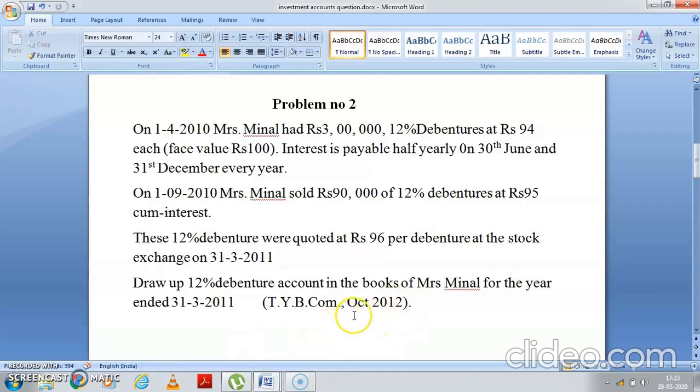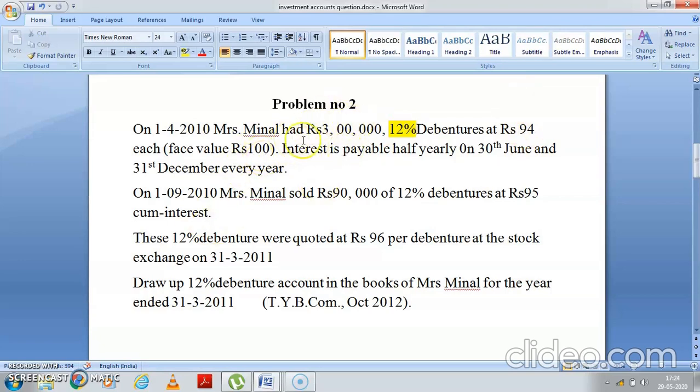See, this problem was asked in TY BCom in October 2012. On 1st April 2020, Miss Meenal had 3 lakhs, see, rupees 3 lakhs. They have not given you a number, they have given you the face value of a debenture at 12%. See, the interest rate is 12%. Am I correct? Debentures at rupees 94 each. Face value is rupees 100. That is, cost price is 94, face value is 100.